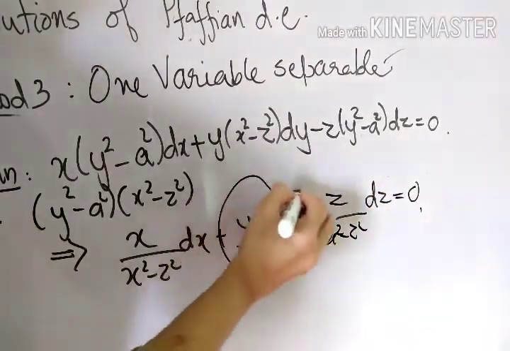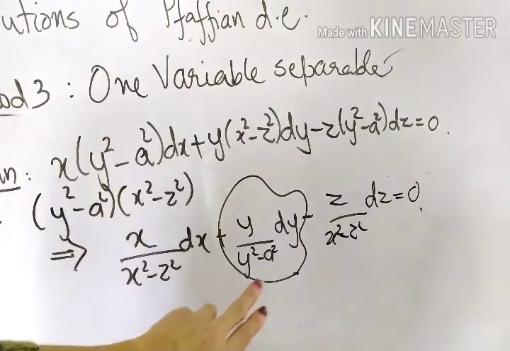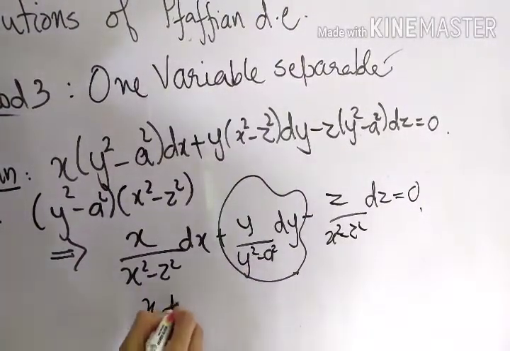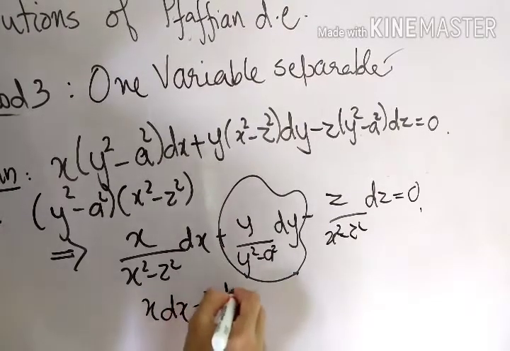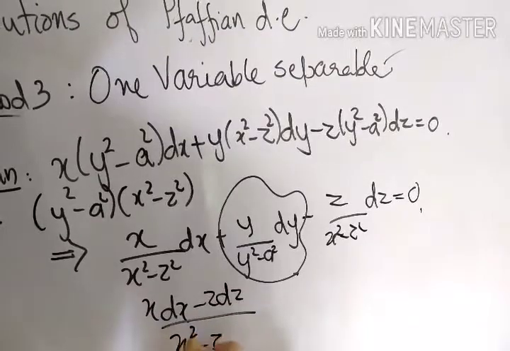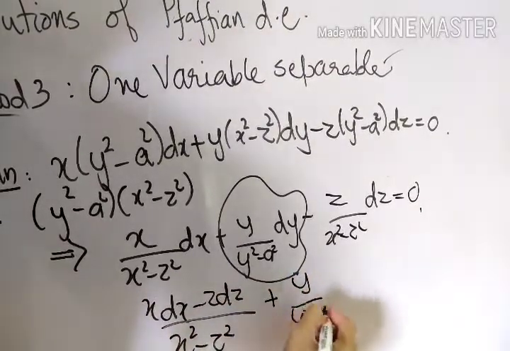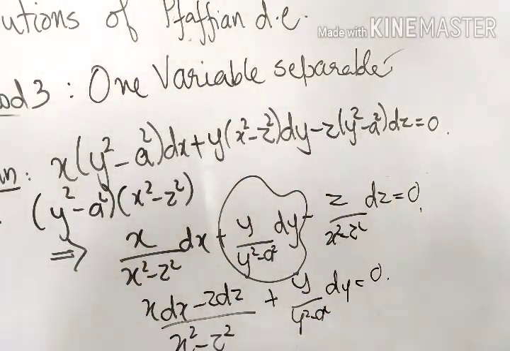Now the second term has automatically become separable. So the second term is separated. We have the first term and the last term remaining. Let's group them together. When I group them together, I have the common denominator, so x dx minus z dz divided by x square minus z square plus y by y square minus a square dy is equal to 0. Now this is my pfaffian differential equation, the transformed pfaffian differential equation, if you wish to call that.